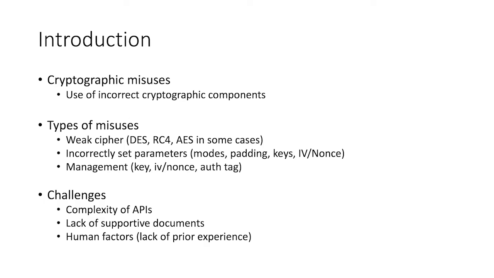Cryptographic misuse refers to the use of incorrect cryptographic components. Types of misuse include weak ciphers and modes, and incorrectly generated parameters such as keys, initialization vectors, and nonces. According to a study, a team surveyed over 11,000 Android applications that use cryptography in their code and found that over 88% of them contain at least one cryptographic misuse. Misuse such as DES allows brute force attacks, which completely defeat the security and reveal sensitive information.